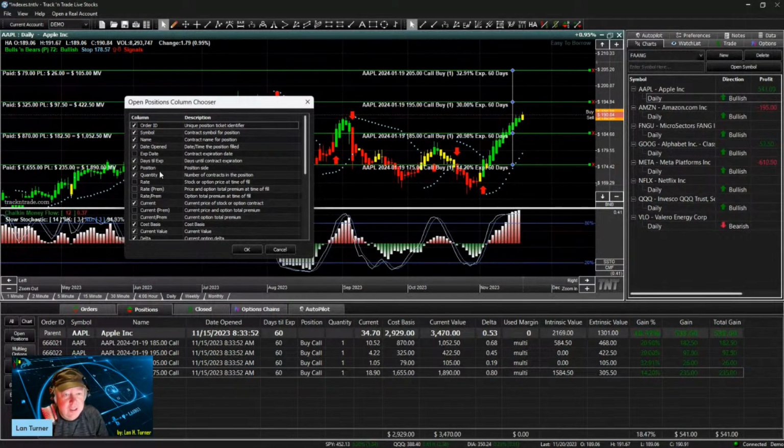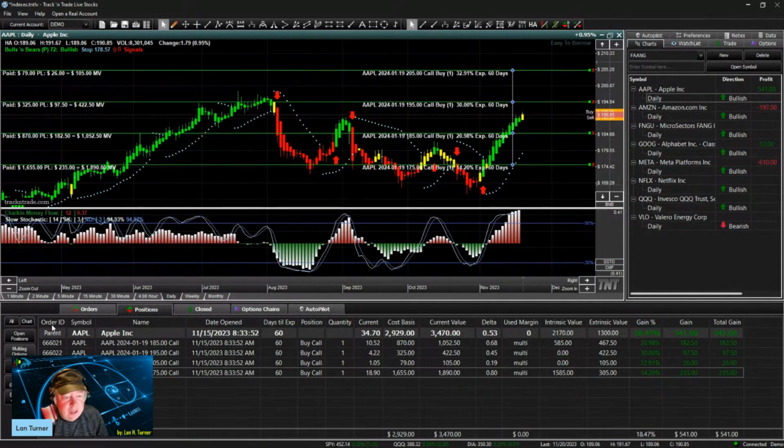Okay, so we've got in here all kinds of neat stuff. We got the order ID, the symbol, the name of the stock, the date that we opened the position, days until expiration, whether it's a put or a call, the quantity, the current price, the cost that we paid for it, the current value, what it's trading for now, the delta. Delta is what we're going to talk about today. Used margin, whether we use margin or not, the intrinsic value and the extrinsic value. That's what I want to show you I turned on. I turned on the intrinsic value and the extrinsic value in that menu so you can see the difference between the two. And then we've got the gain percent, the gain total, and the total gain.